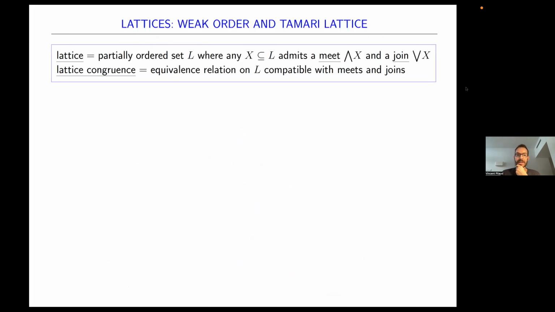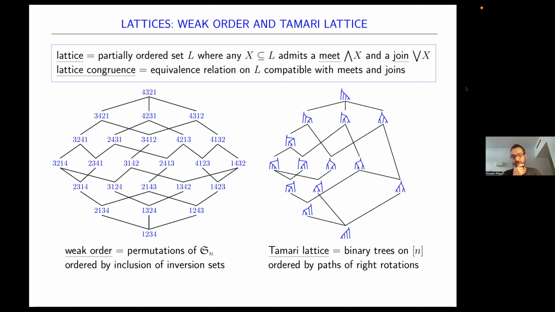So I will start with lattices. So I play with a lattice, a partially ordered set with meets and joins, and I will consider lattice congruences on this lattice, so equivalence relations which are compatible with meet and joins. So my two main examples are the classical weak order on permutations, where the elements are permutations ordered by inclusion of inversion sets, and the classical Tamari lattice on binary trees, which I order by paths of right rotations.